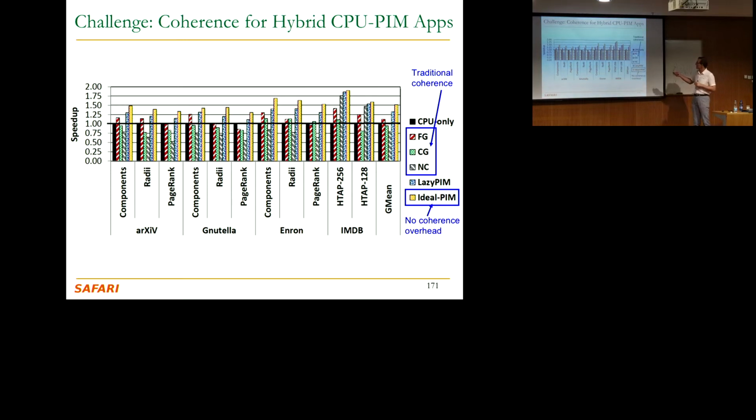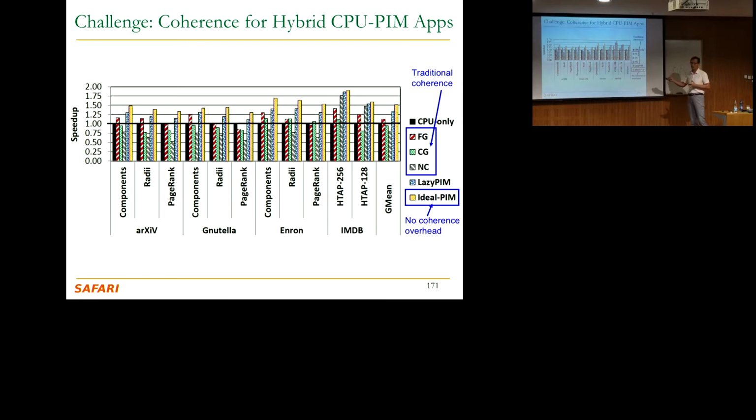So these are the traditional coherence mechanisms: fine-grained coherence, like the MESI protocol of today, and coarse-grained coherence. Basically, you do it on a more region basis. And non-cacheable, which basically says the parts that are going to be touched by PIM, you're not going to cache in the processor.